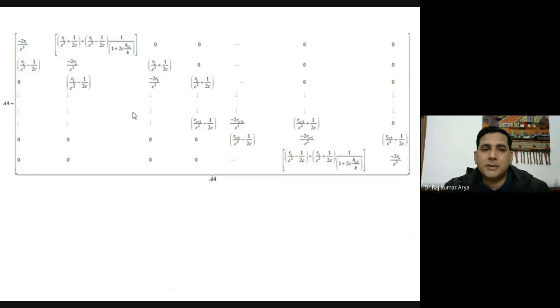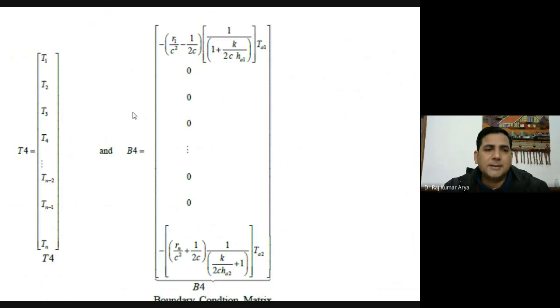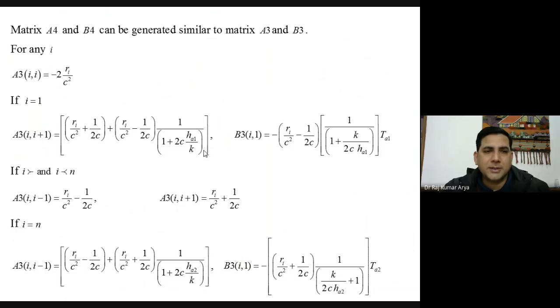So you have to generate this matrix, and this is your A matrix. This is your unknown temperature here. So these are all unknown temperatures. And now this is your boundary condition matrix. So here you got, I think, this particular term extra compared to the previous one, right? So you have 1 plus 1 upon 1 plus K by 2C HA1 into TA1. So once you have generated the matrix, just take A inverse and then you will get the solution there.